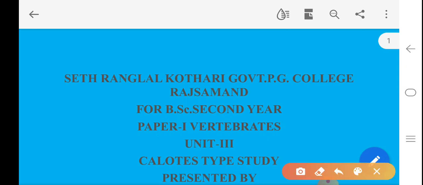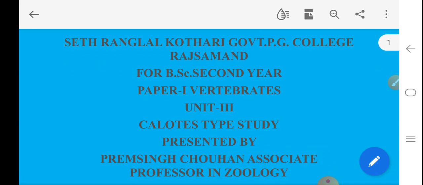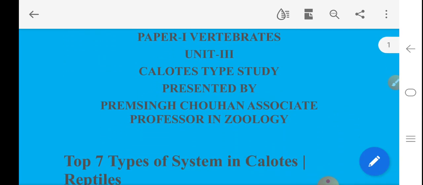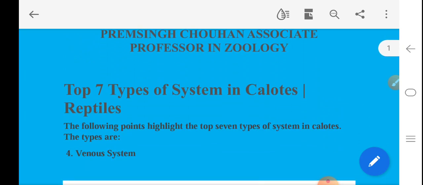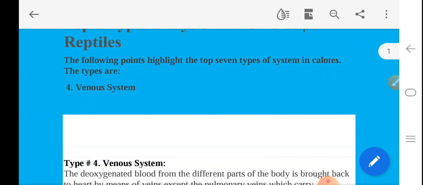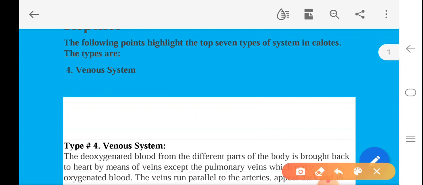We study today the Calotis type study. Under this topic, today we study the venous system of the Calotus. This topic is presented before you by me, Prem Singh Johan, Associate Professor in Zoology. The venous system of the Calotus is formed from the veins.